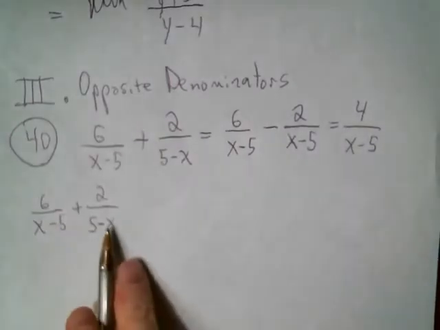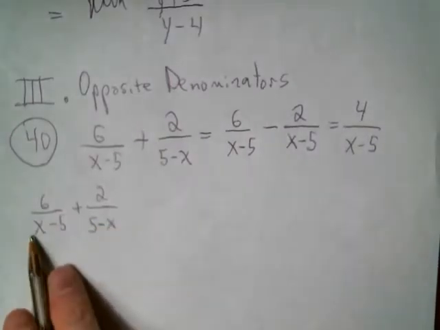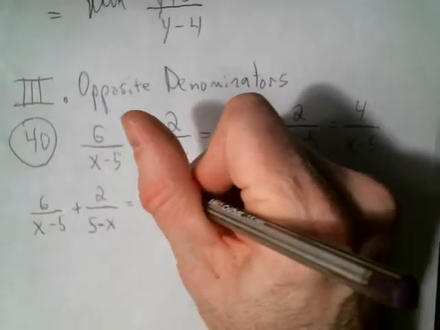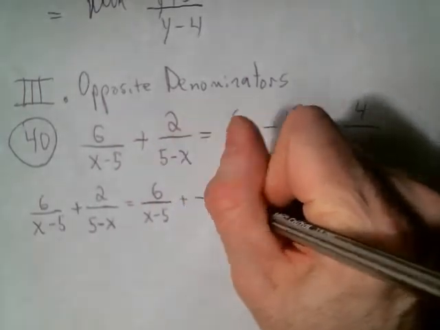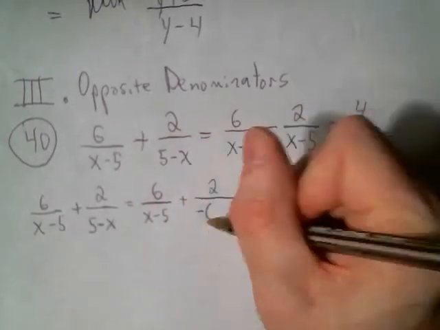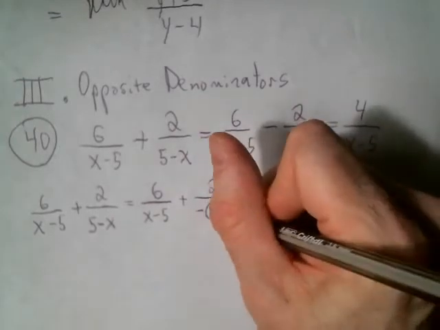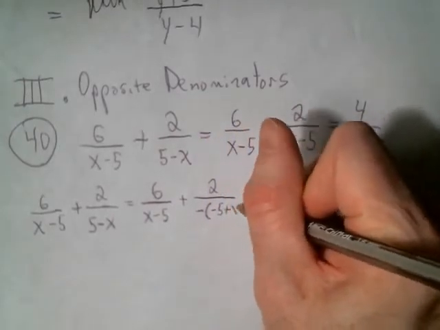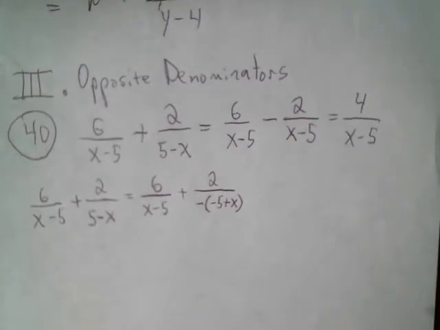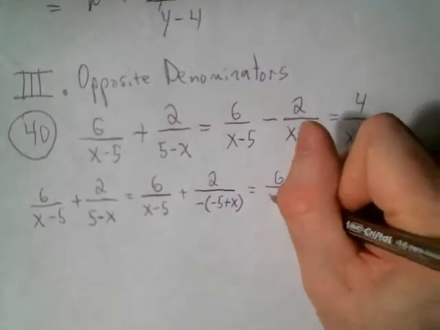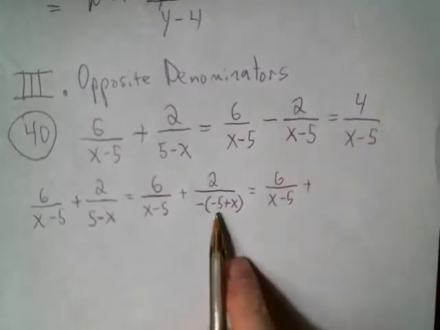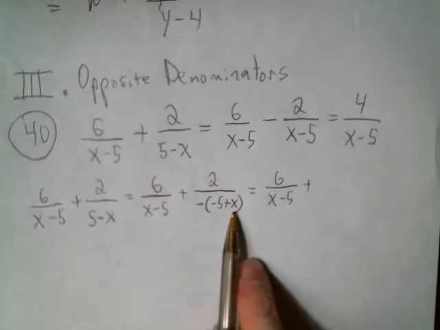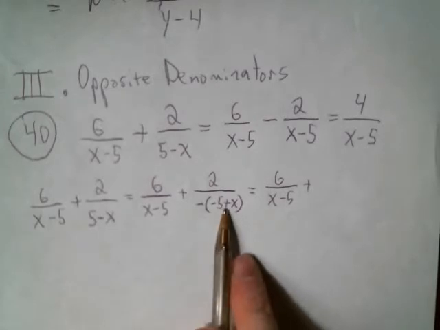Okay, so I want to change this denominator to look like this denominator. And one thing I can do is factor out a negative. So in the denominator on the second term, I factor out a negative. That'll leave me with negative 5 plus x. Okay, now I'm going to reverse the order of these two terms. Negative 5 plus x is the same as x minus 5. Okay.